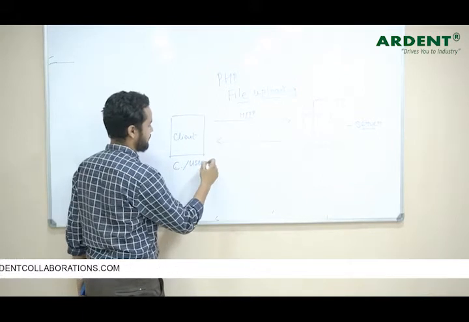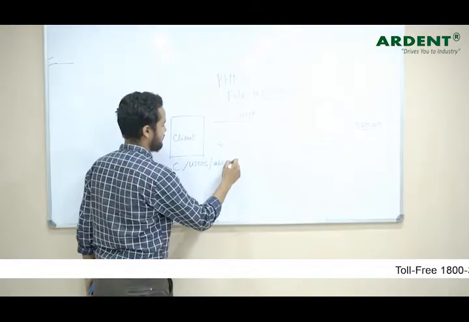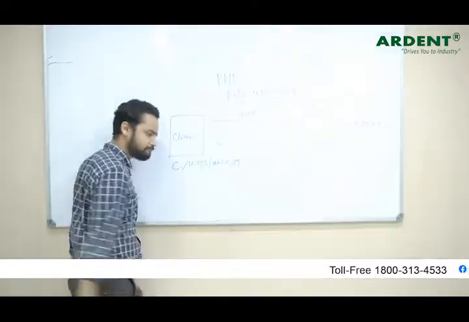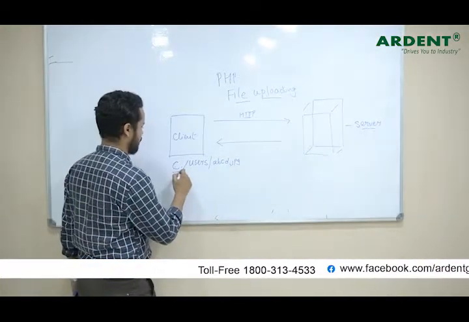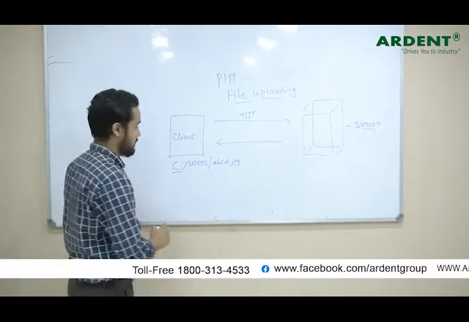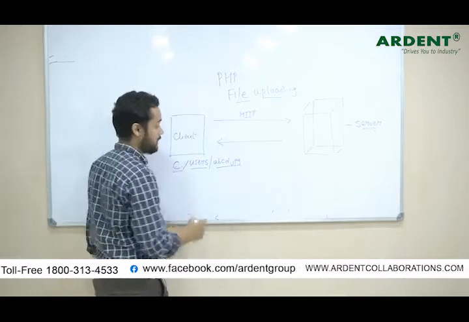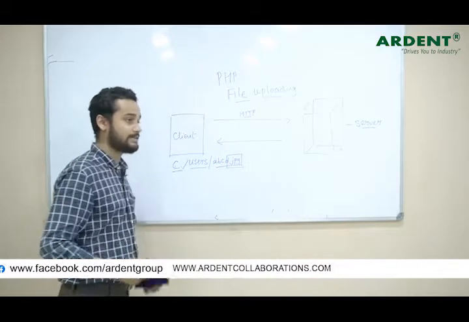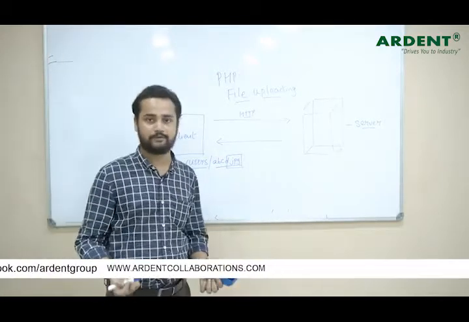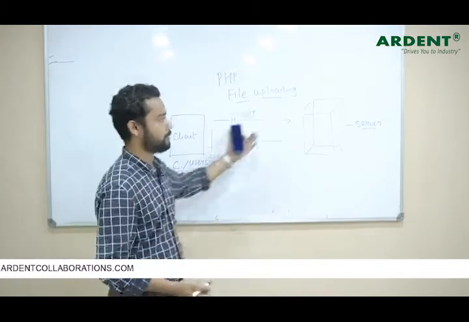So let's say C drive users, then we say a file name called abcd.jpg. Over here, as you can see, this is a local drive. This is a folder and this is the file name. Now, it has a MIME type called .jpg. So what is .jpg? That is the image file. Now this image file is supposed to get uploaded to the server.